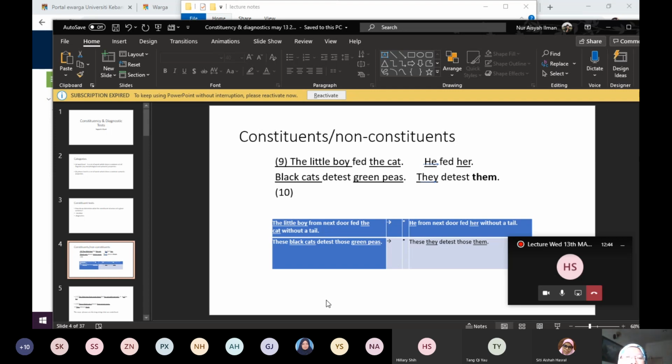So for example, number 9, the little boy fed the cat. And then there's an arrow there. And then he fed her. So he fed her. Meaning he refers back to the little boy. And then the cat is a female cat probably. So her refers to the cat. But just by virtue that you can substitute the whole phrase the little boy with the pronoun he, then it is a constituent.